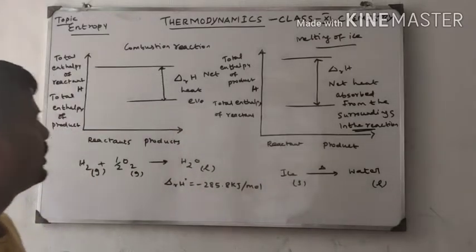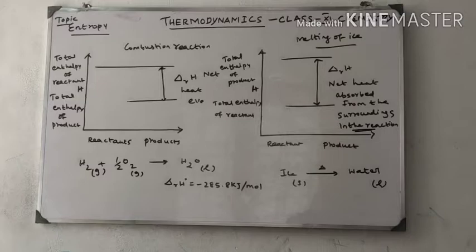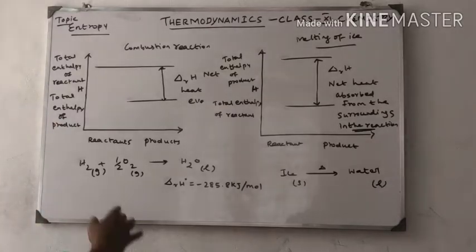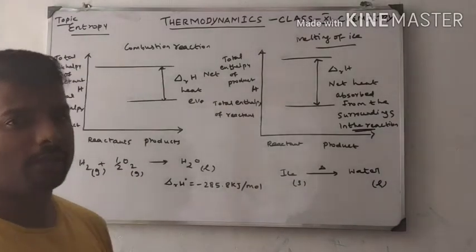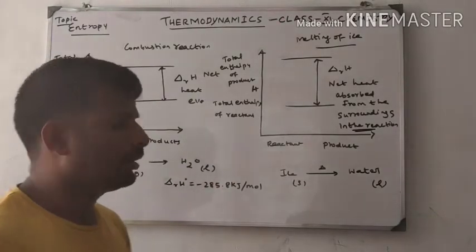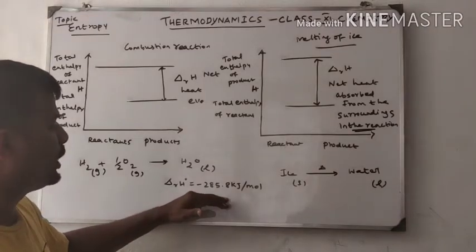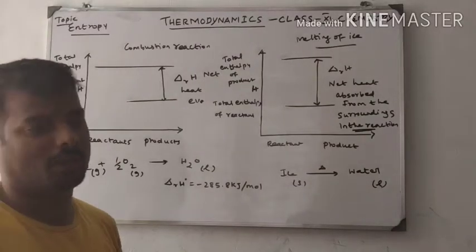Okay. Here, this diagram I gave yesterday, once again I repeat the diagram. This is a graphical representation for exothermic and endothermic reactions. In the case of an exothermic reaction, we are taking the combustion reaction. Hydrogen burns in the presence of oxygen to form a water molecule. For that reaction, the heat evolved to the surrounding is minus 285.8 kilojoules per mole. This much heat is evolved to the surrounding.